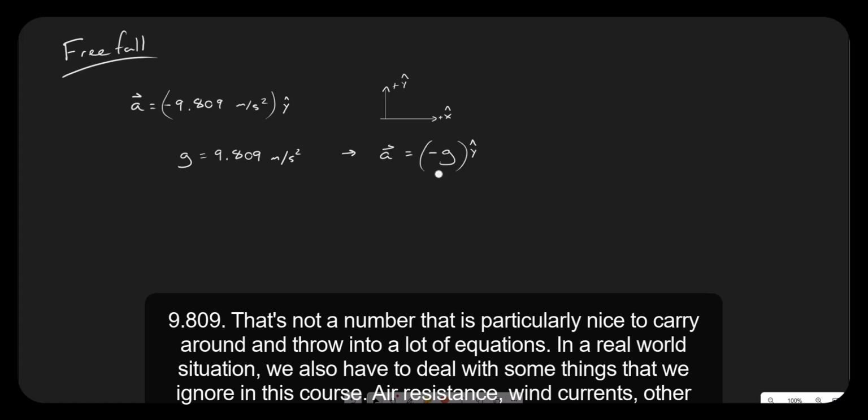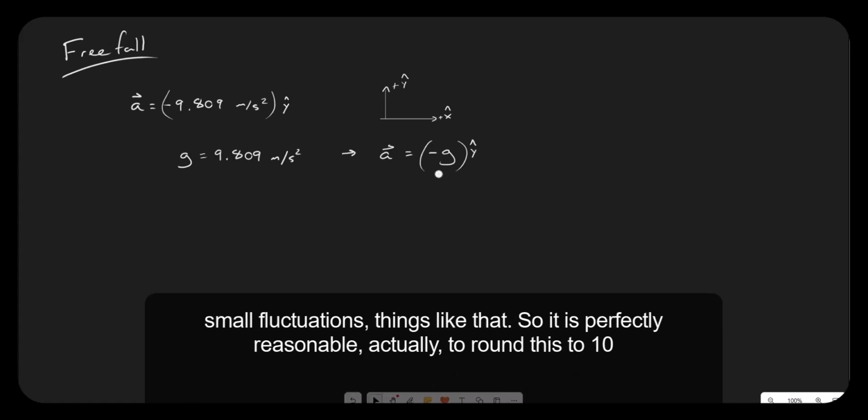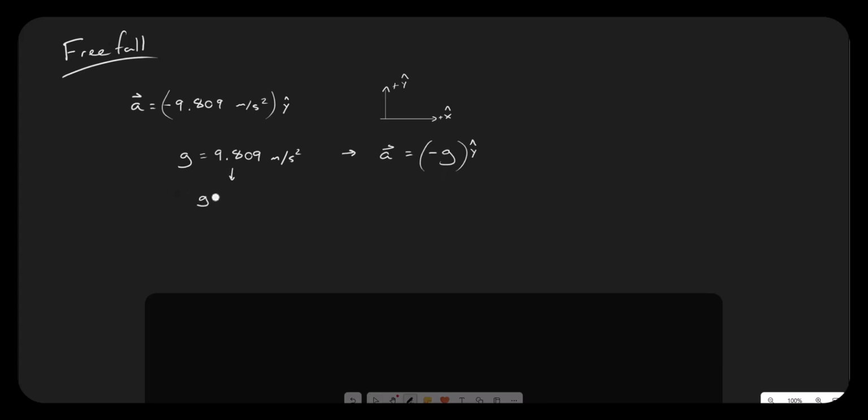9.809, that's not a number that is particularly nice to carry around and throw into a lot of equations. In a real-world situation, we also have to deal with some things that we ignore in this course. Air resistance, wind currents, other small fluctuations, things like that. So it is perfectly reasonable, actually, to round this to 10 meters per second squared.